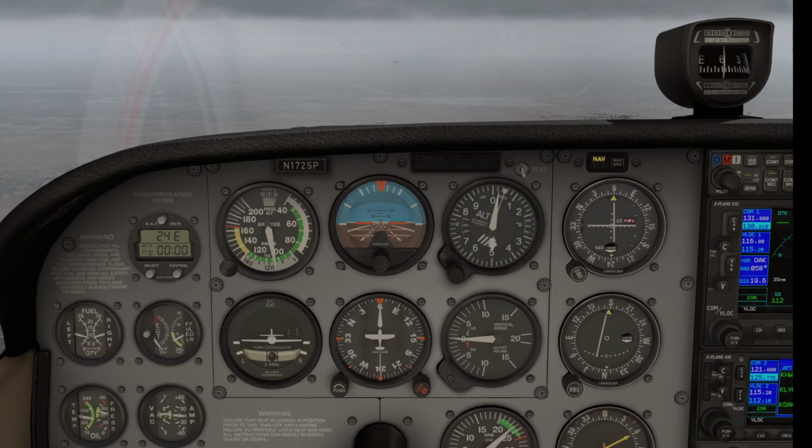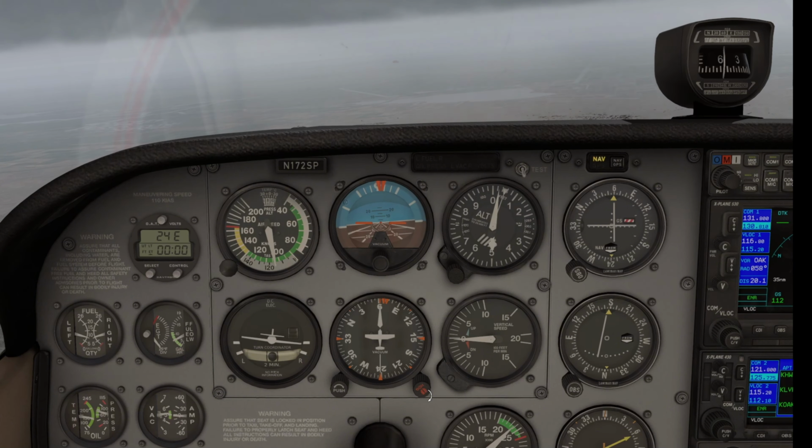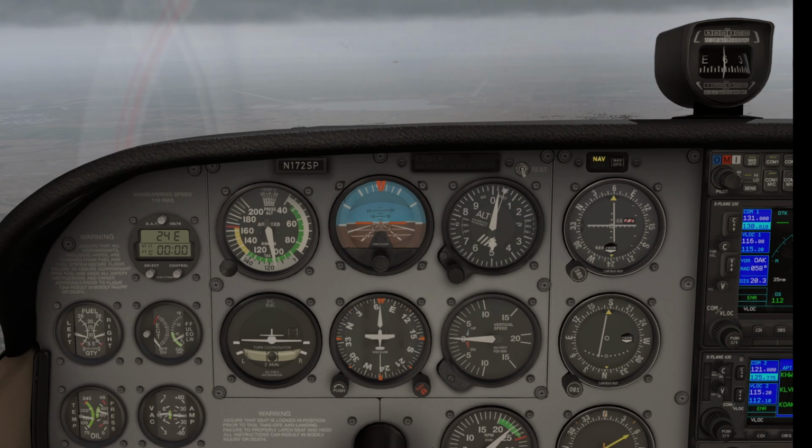Notice that the number 2 CDI is now moving from the fully deflected position towards center. That movement indicates we are approaching the Altam intersection. When the number 2 CDI centers, while we remain established on the Oakland 060 radial, we have identified Altam. As we continue beyond that point, the needle will deflect toward the west. That continued deflection confirms we have passed the intersection and are now flying away from it.